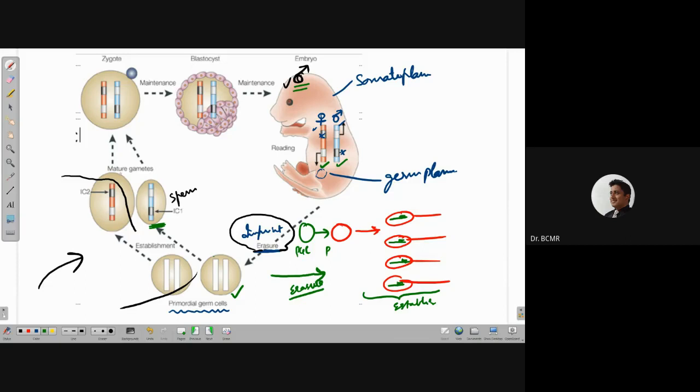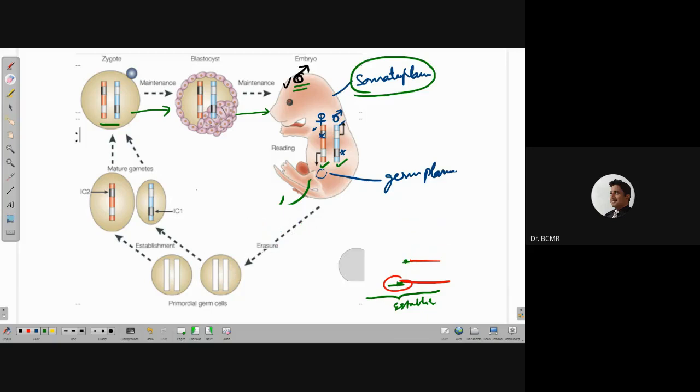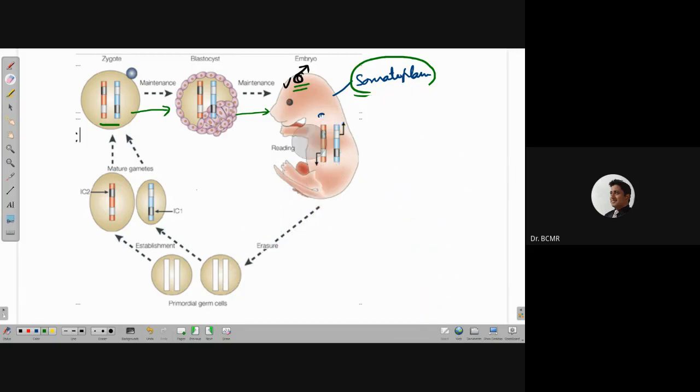Okay, and eventually you will get eggs from a different organism, and then they will fuse to form a zygote. And then whatever has happened, it will be maintained in this embryo throughout the somatoplasm. What happens in the germplasm of the new organism, this cycle will keep on running. So what you mean to say is, generation after generation, what we will see is that imprints are erased and imprints are made.